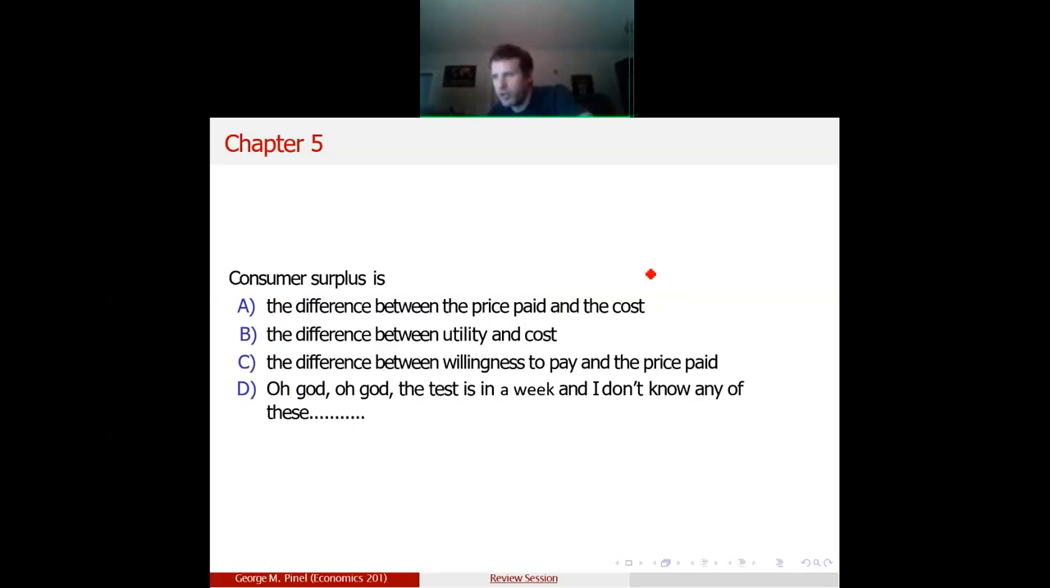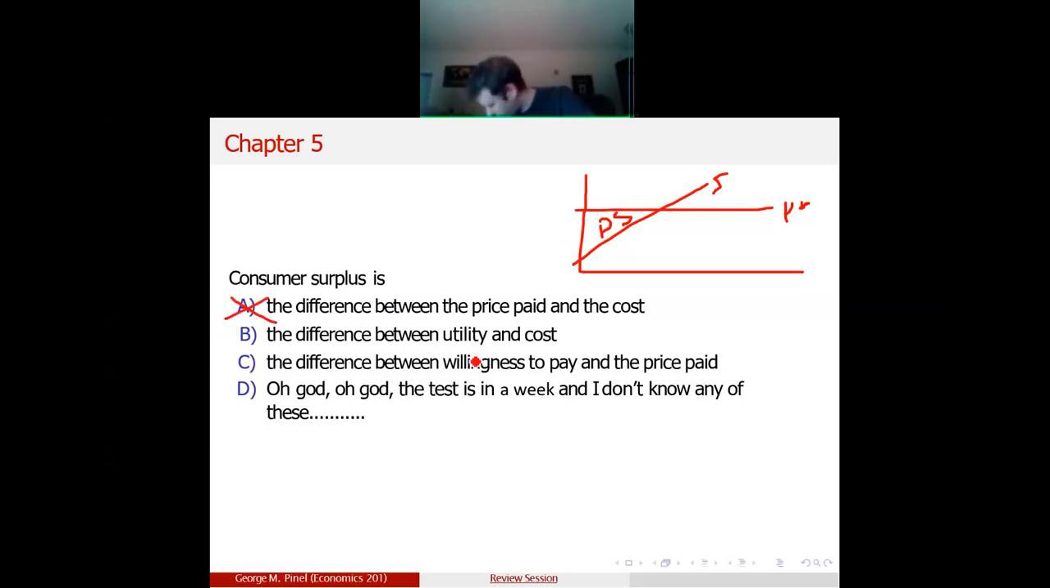No, that's more about producer surplus, right? Cost is given by the supply function. This is the price, P star. So this is your producer surplus. But we're asking about consumer surplus. So not A. The difference between utility and cost.